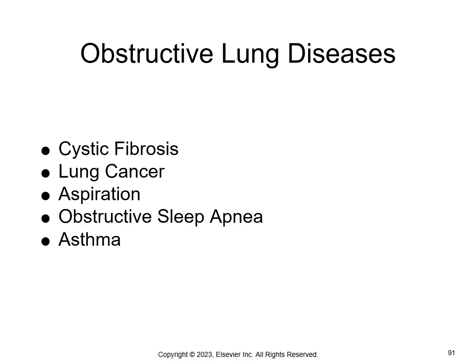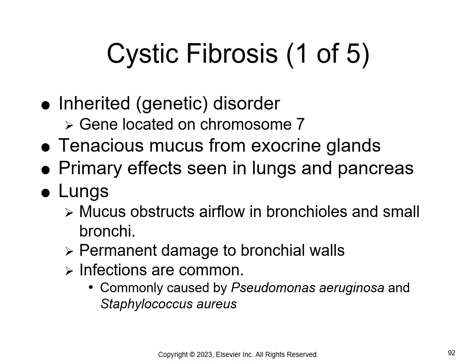Obstructive lung disease. These are things like cystic fibrosis, lung cancer, aspiration, obstructive sleep apnea, and asthma. Cystic fibrosis is the first one. This is an inherited genetic disorder with the gene located on chromosome 7. This causes tenacious mucus to be produced from the exocrine glands. The primary effects are seen in the lungs and the pancreas.